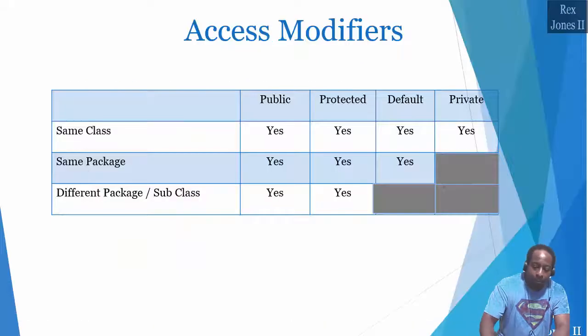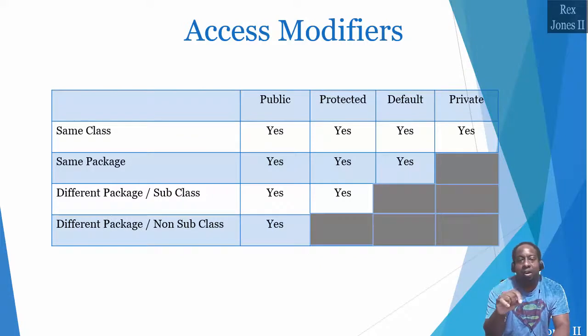Only the public access modifier is visible to the entire project. That includes the same class, same package, different package inside the subclass or inside the superclass.